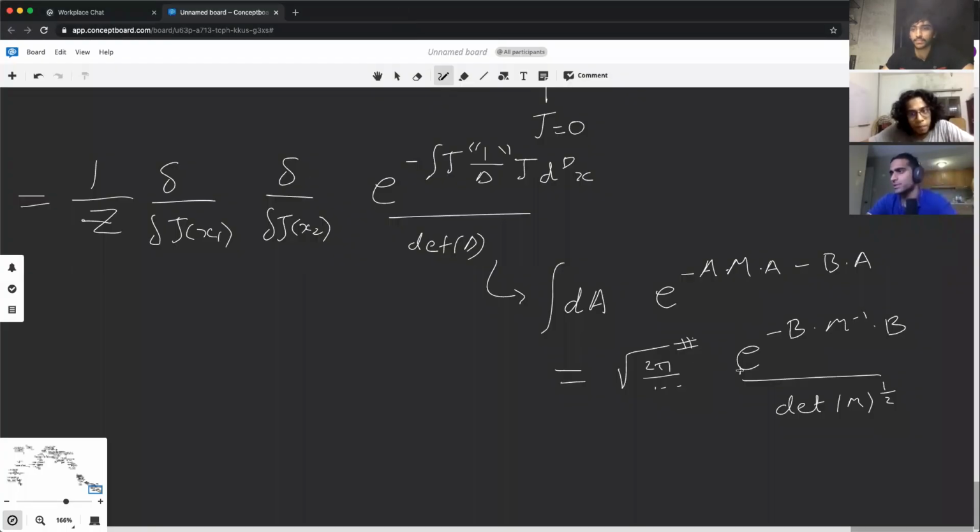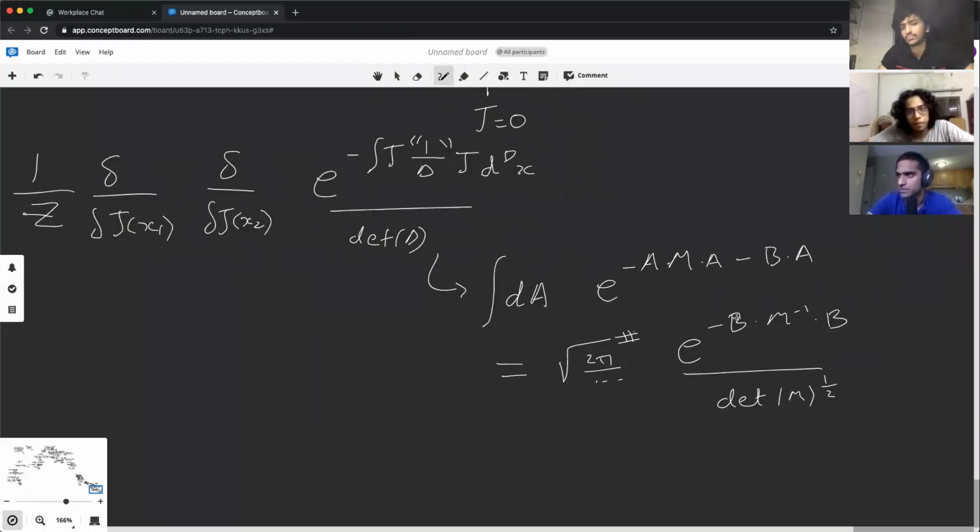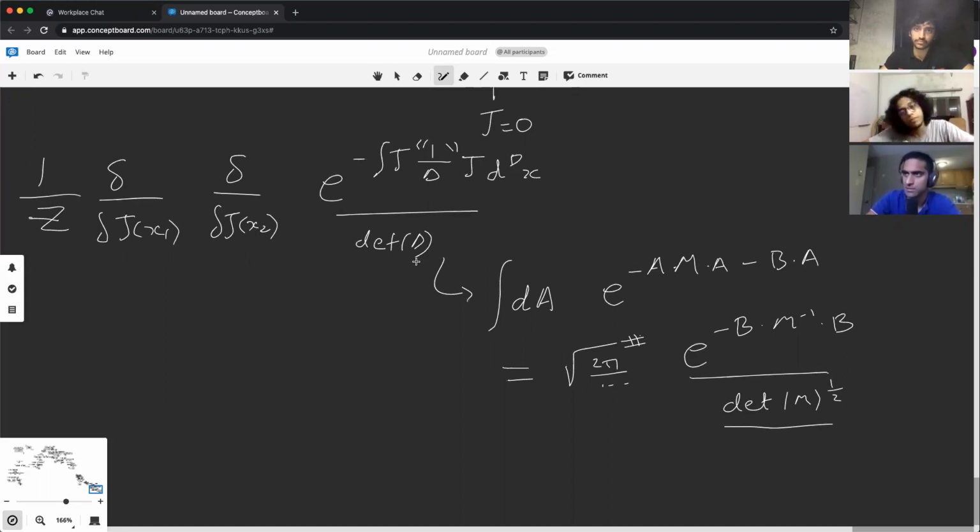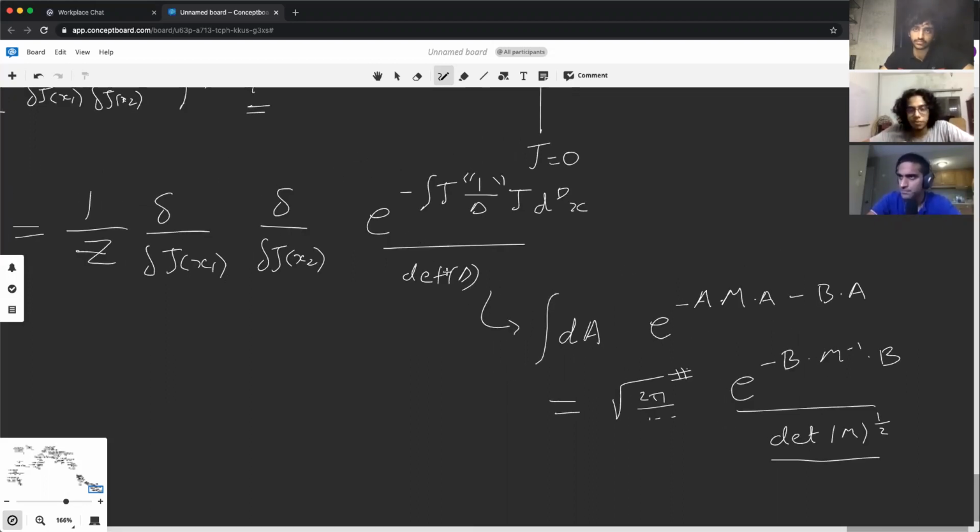Basically, this comes from completing the square. This B M inverse B comes from completing the square, and then once you've completed the square, you shift the integration measure for A, and then you do the Gaussian integral as normal, and you get the result, which is 1 over the square root of the determinant. So it's like square root of 2 pi to some power over the determinant. The square root of 2 pi I leave away, it's constant, and the determinant of M sits here, so the determinant of phi sits here.